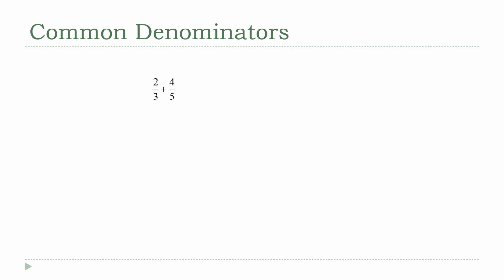So here's what I'm going to do. I'm going to take the top and bottom of the first fraction and multiply it by the denominator of the second one. The denominator of 4/5 is 5, so I did 2 times 5 and 3 times 5. Kind of cross the denominator over to the other fraction. Now I'm going to do the same thing going the other way. I'm going to take the 3, that's the denominator of the first fraction, and multiply the top and bottom of the second one by it. So 4 times 3 over 5 times 3.